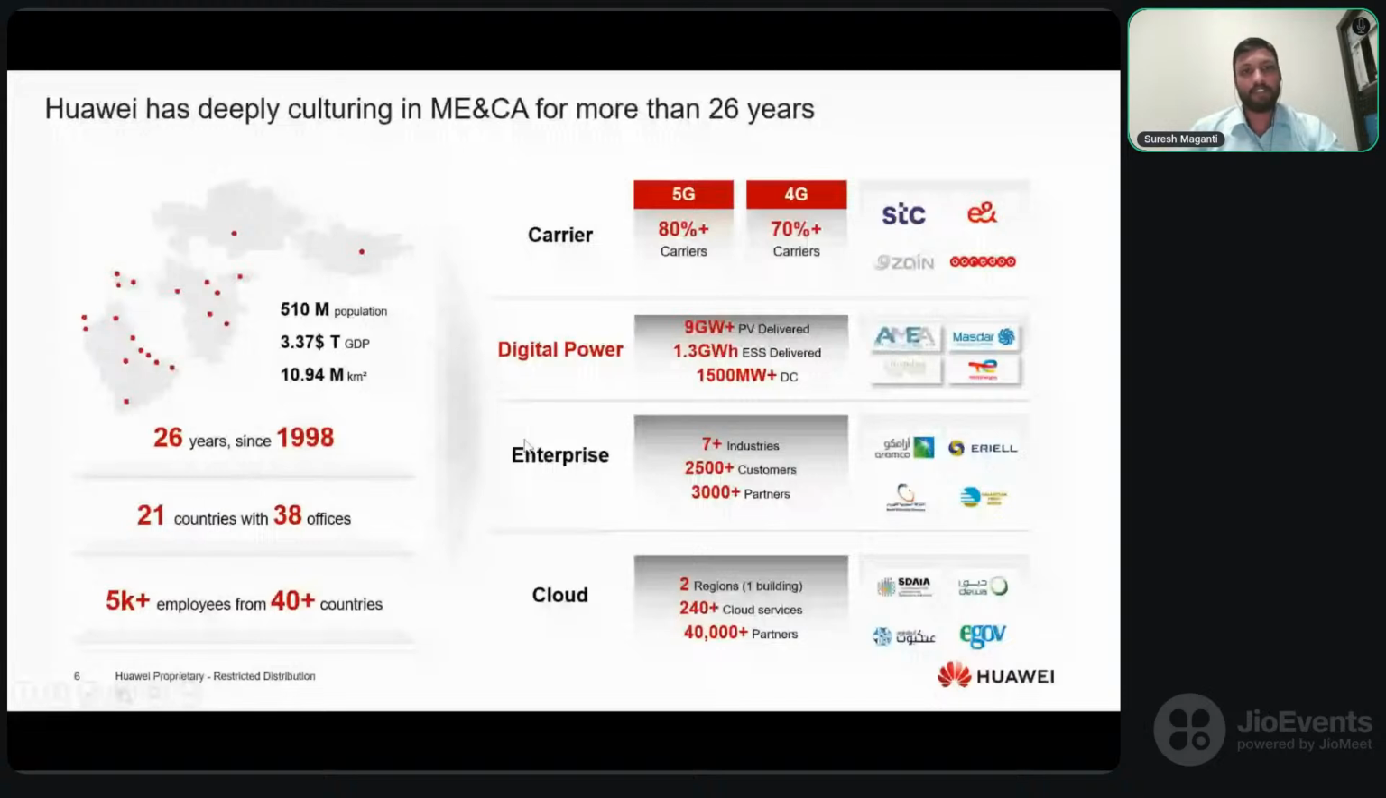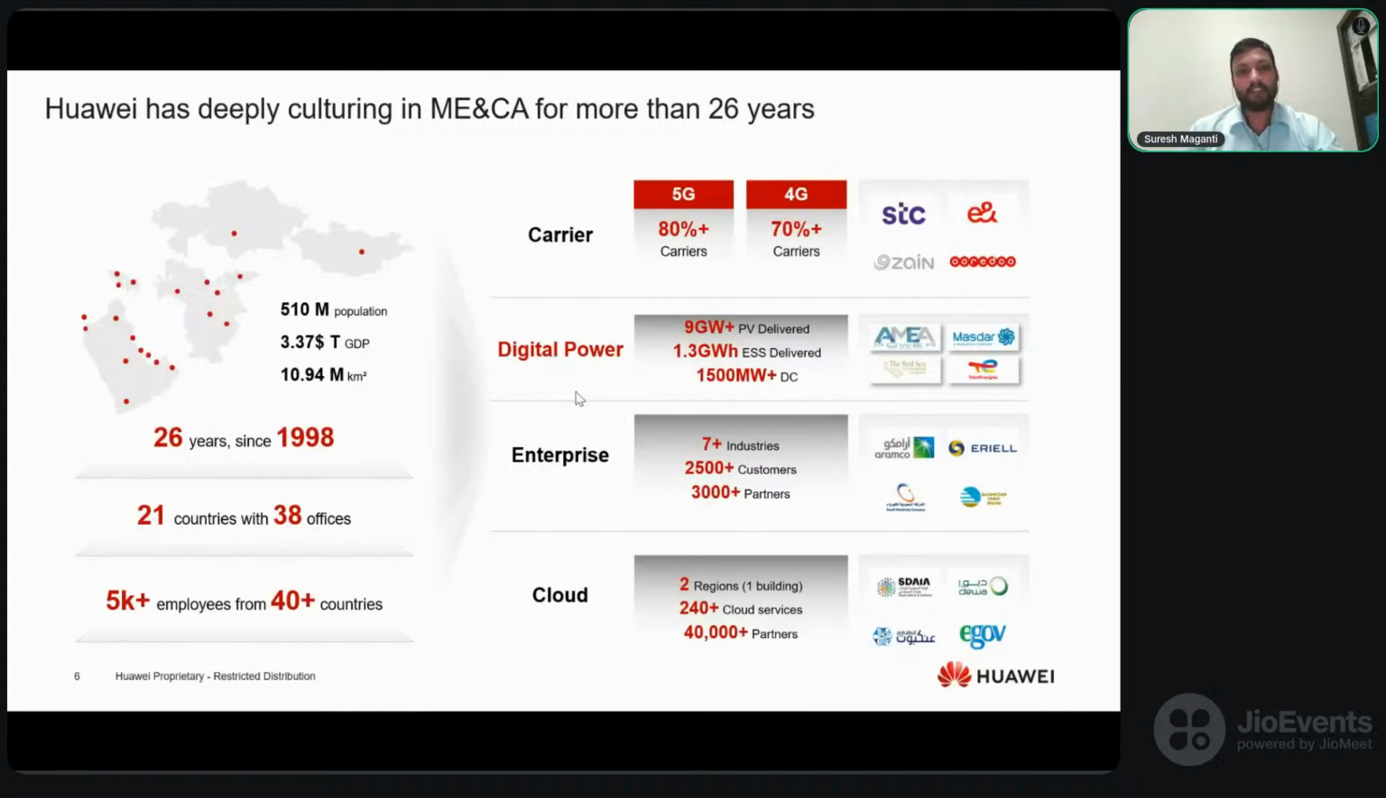In this region, you can see the digital power installations. It has total installations of 9 gigawatt plus PV delivered, which is already commissioned and working without any issues. And 1.3 gigawatt hours of energy storage has been delivered, which is under operation. It also has a very big business with data centers, with a total installation capacity of 1500 megawatts plus.